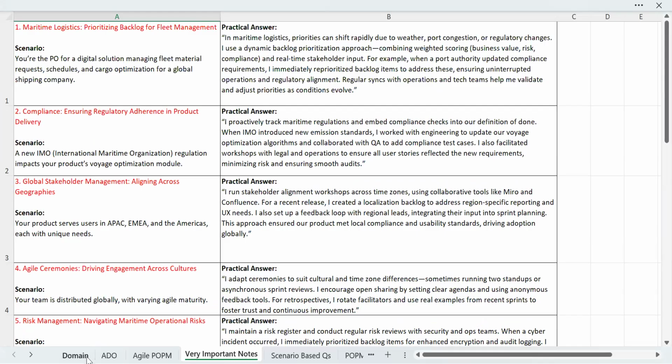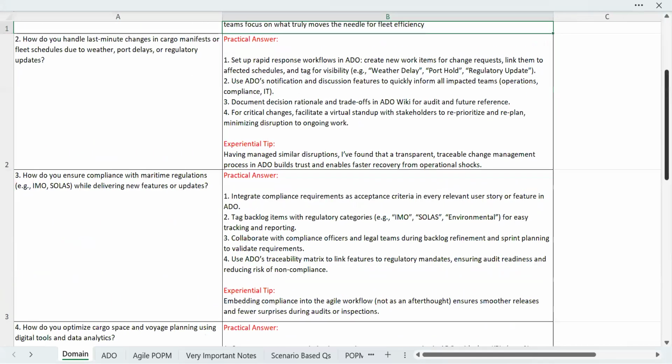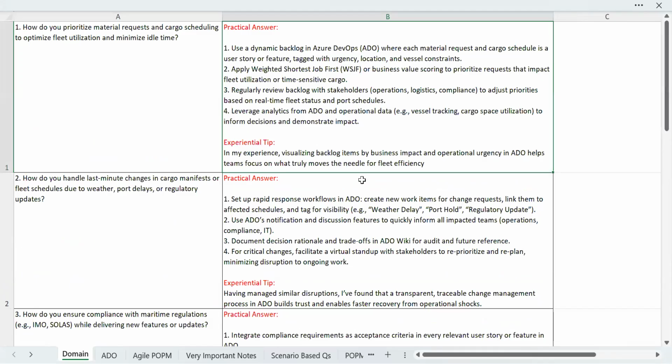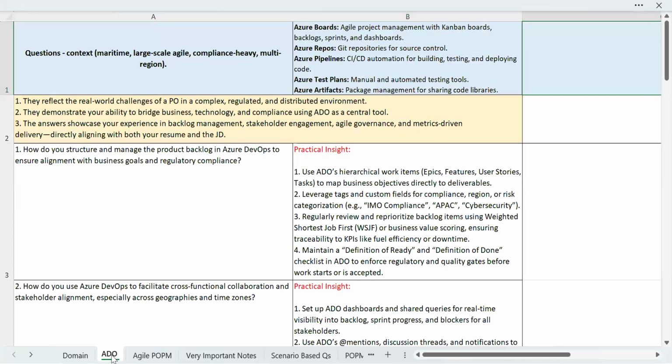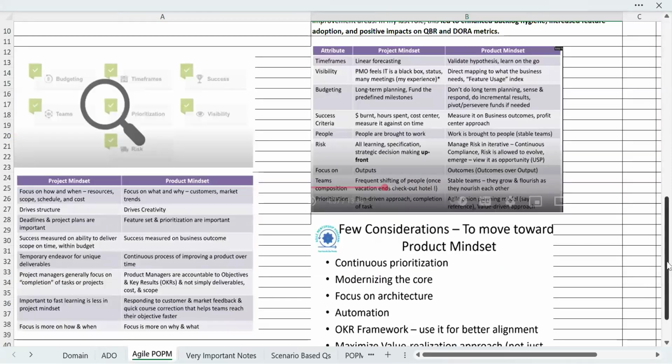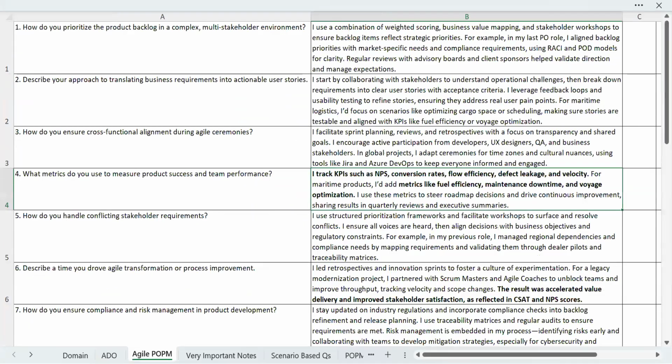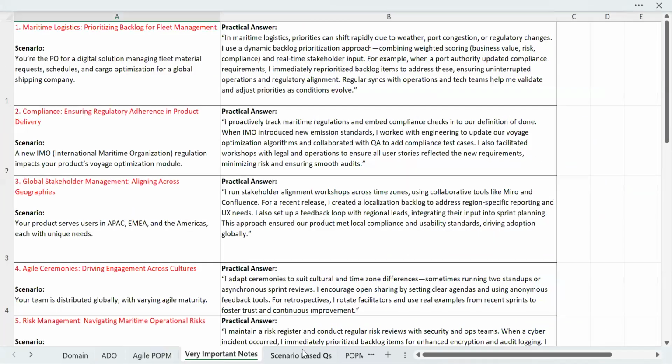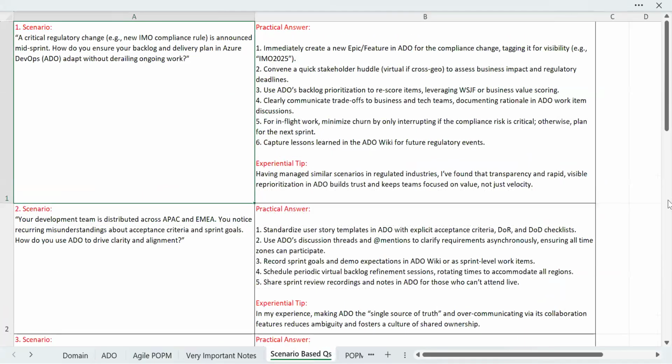So here I was trying to help my mentee as part of my agile mentorship program by giving a detailed, elaborate description on this particular sheet. I was having something on the domain, something on the ADO, something on the agile POPM, your product owner and product manager related concepts, and some very important notes. And then I am shifting gear to the scenario based questions.